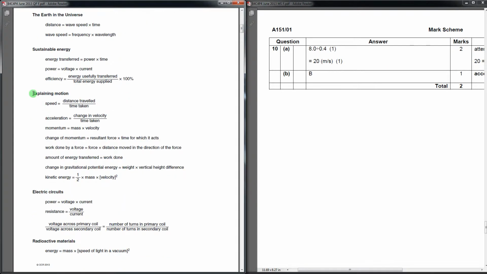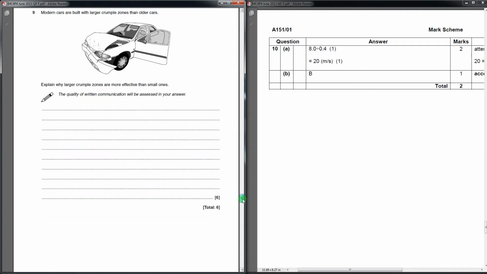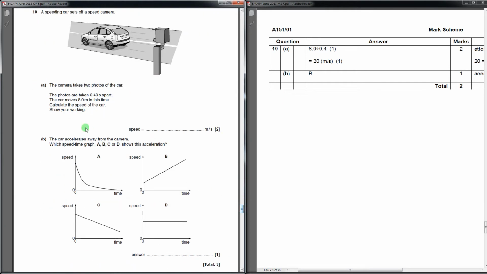Now for Year 11, you only need to know the equations I've highlighted here, the explaining motion, electric circuits and radioactive materials ones. So what we then do is we look down the list for an equation that has the thing we need in it and has the information we've been given. So we need to find speed, we've been given distance travelled and time taken, so it's this first one here. Okay, speed equals distance divided by time. So we go back down to the question, and put the numbers in.